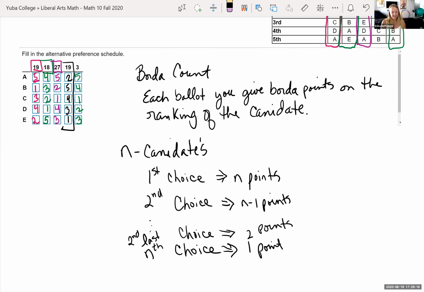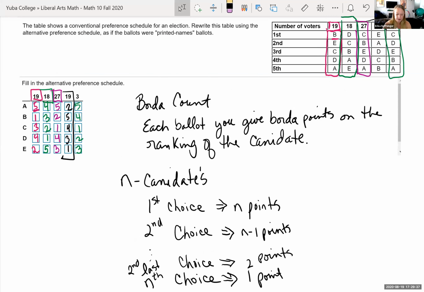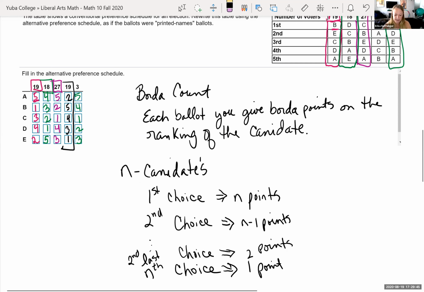So in our case, we have 5 separate candidates, A, B, C, D, and E. And so for Borda points, the first candidate is going to get 5 points, or first choice. Second choice is going to get 4 points, and so on. So let's go through, because basically we have what position they are and how many people gave us that position by how we just did that.